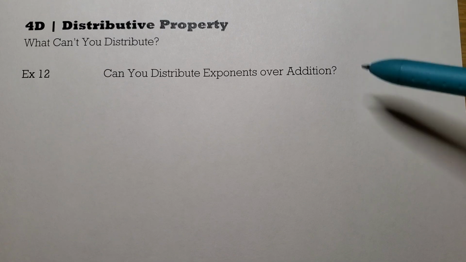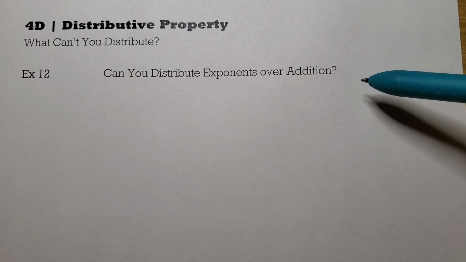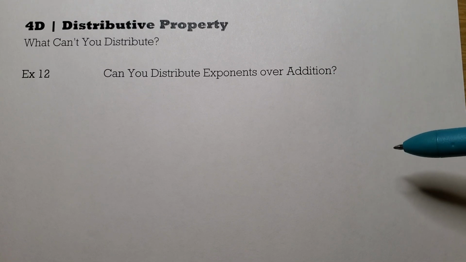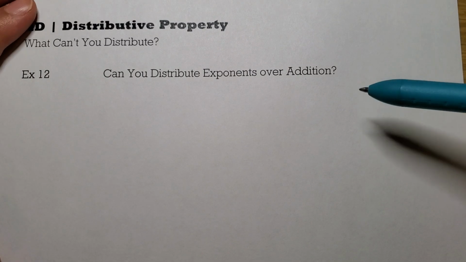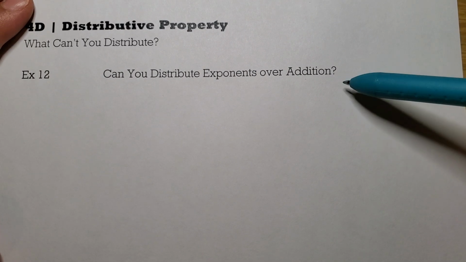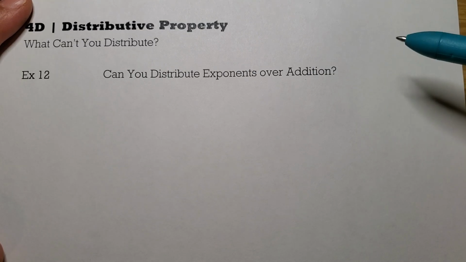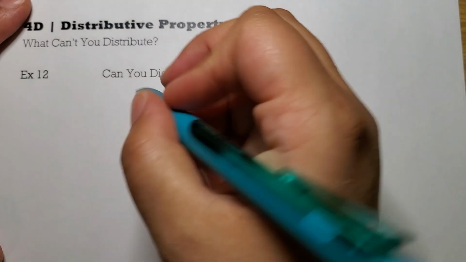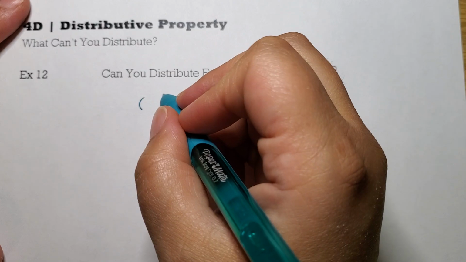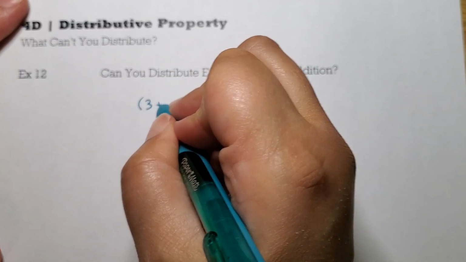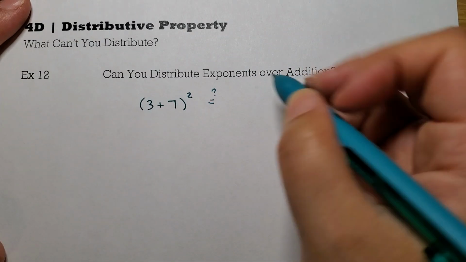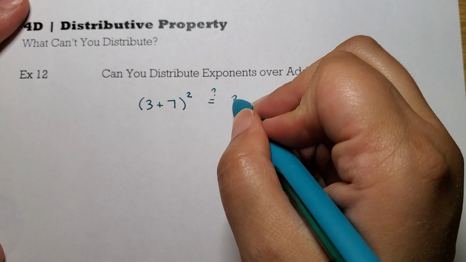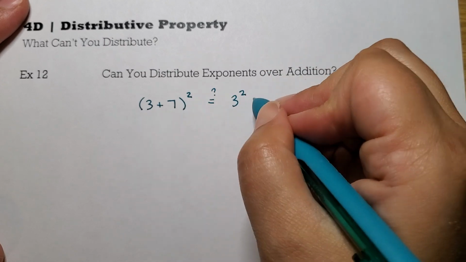So in example 12 here, we're going to do a little experiment to see if we can distribute exponents over addition. So let's come up with an example to look at. Let's make something up. Let's try 3 plus 7, and see if we can square that. Is that going to give us the same thing if we were to distribute that exponent over that addition?